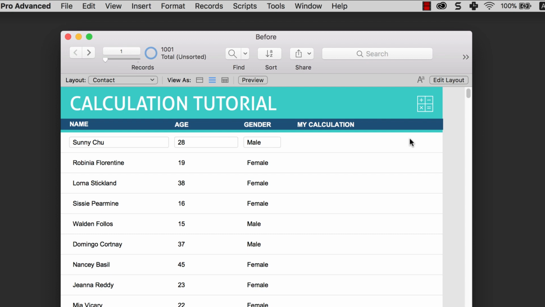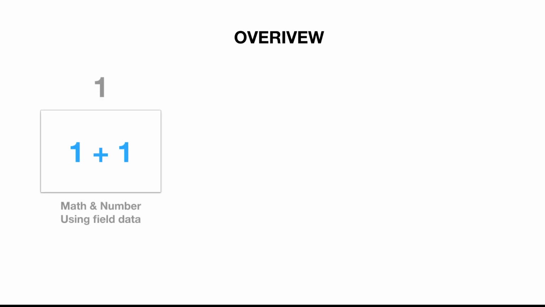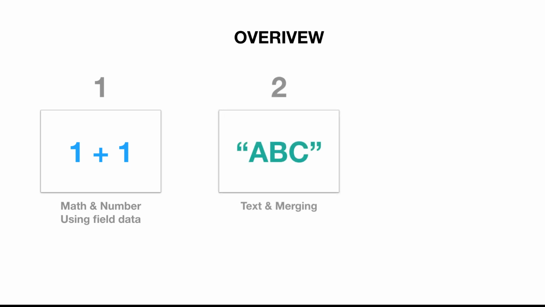So let me give you a quick overview of what this tutorial is going to be about. So this tutorial is going to be split into 3 parts. The first part, we're going to start with something very basic, like how you can work with math and number. And then I'm also going to introduce to you how you can use the data from within your fields inside your tables. And in the second part, we're going to dive one step deeper and learn about how you can work with text inside calculation and how you can merge multiple texts together to form a bigger text.